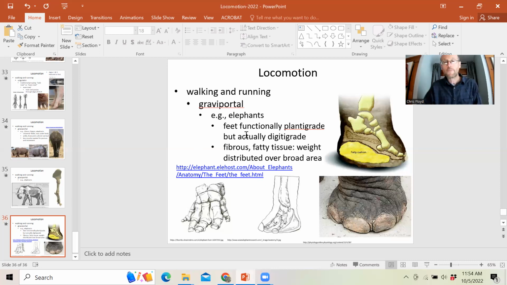So that ends this topic of locomotion. Like I said, in lab, you'll get to be able to get your hands on some of the examples of these.